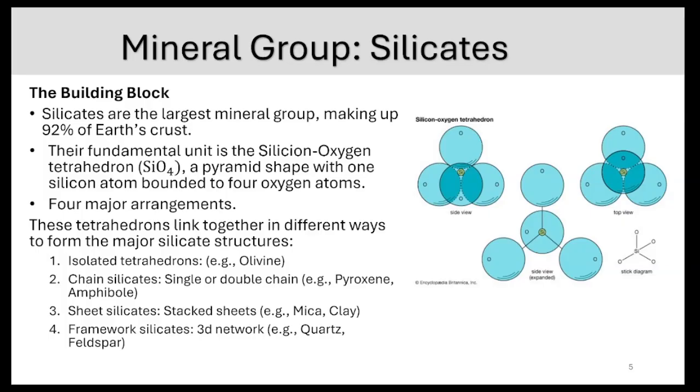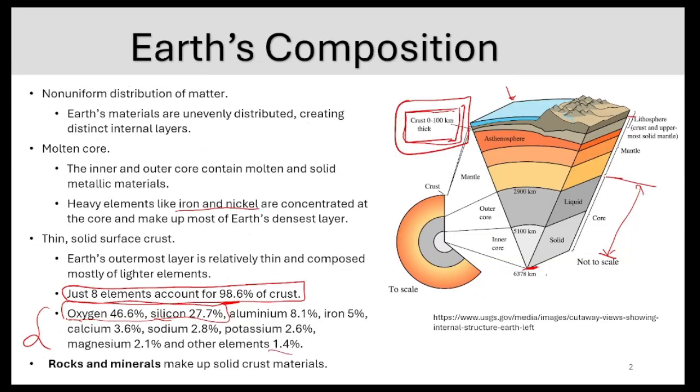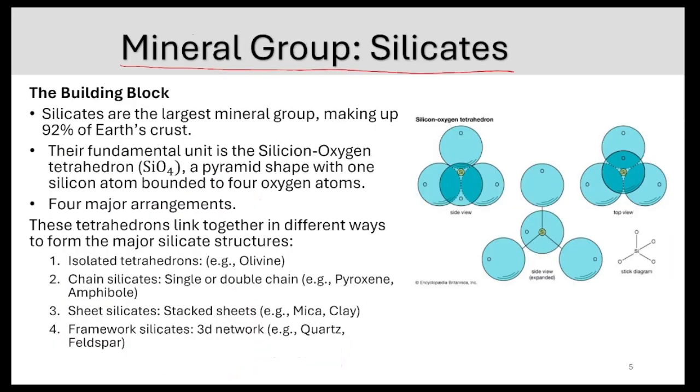And the silicates are the most abundant mineral group. Like we said, we talked about how much oxygen and silicon are there in the earth crust, where here we can see oxygen around 46.6% and silicon 27.7%. So it is obvious that the most abundant mineral group is silicate. And this silicate makes up around 92% of Earth's crust.